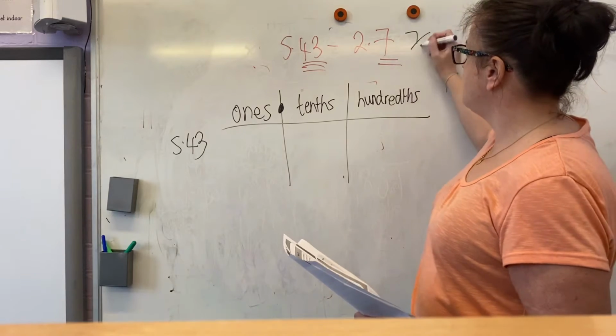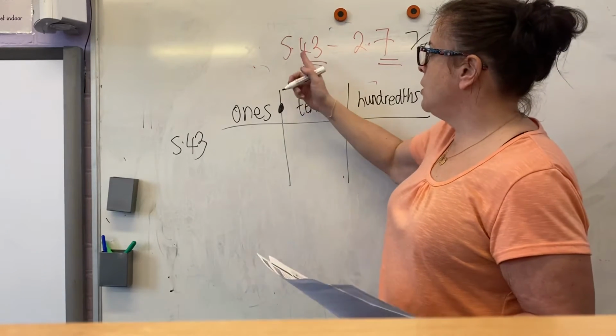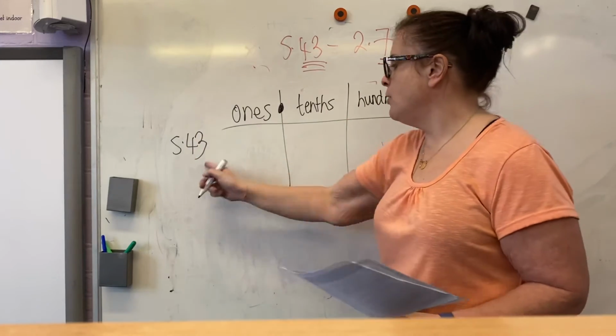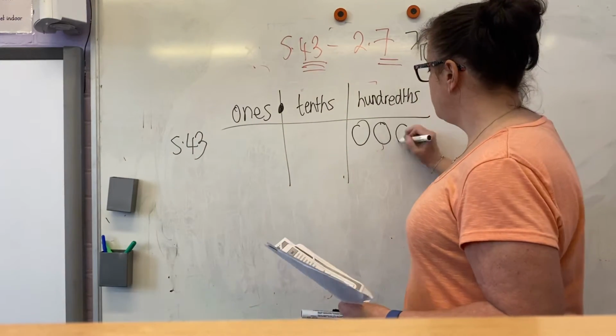Okay, right. So I have got 5.43 and I'm subtracting 2.7. 2 ones and 7 tenths. 5 ones, 4 tenths, 3 hundredths. Okay, tenths, hundredths. Right, what have I got? 3 hundredths, 1, 2, 3.